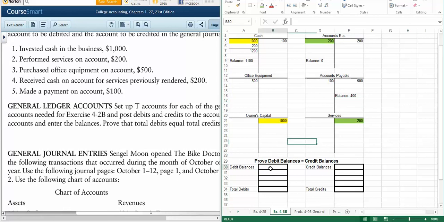So what we need to do is, like in 2-9, we're going to enter the amounts that we have left to make sure we balance. Okay, so we have $1,600 for debits. And we have a total of $1,600 for credits. So this does, in fact, balance out. So these two assignments are good to go.